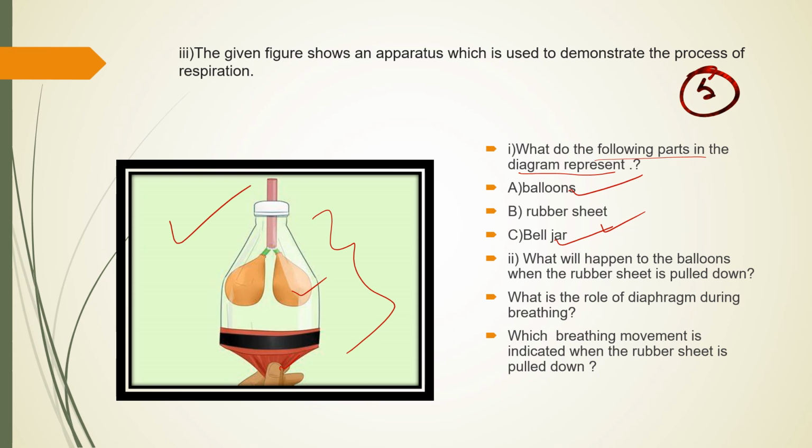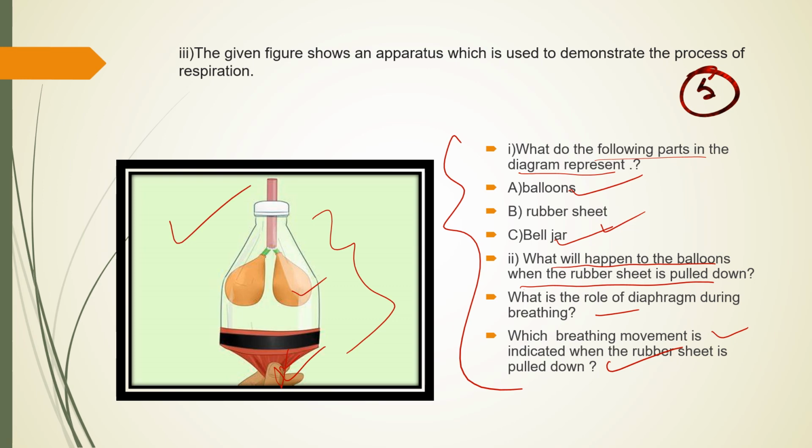bell jar is representing. What will happen to the balloons when the rubber sheet is pulled down? What is the role of the diaphragm during breathing? Which breathing movement is indicated with the rubber sheet being pulled down? Which breathing movement means either inspiration or expiration. You have to tell which breathing movement is indicated when the rubber sheet is pulled down. Is it clear? Now this full question consists of 5 marks.